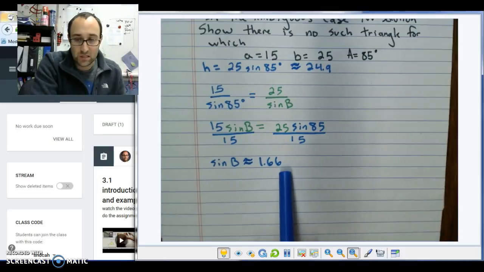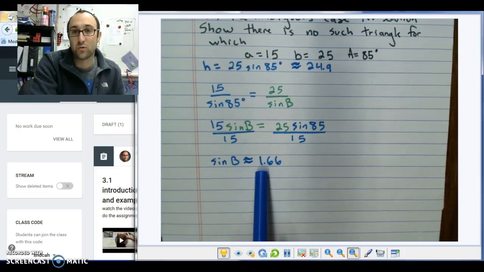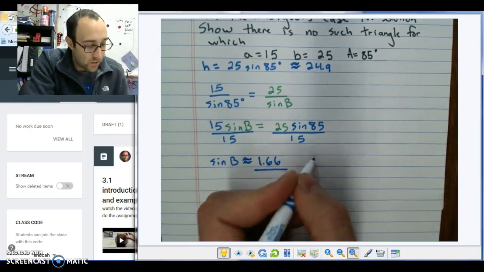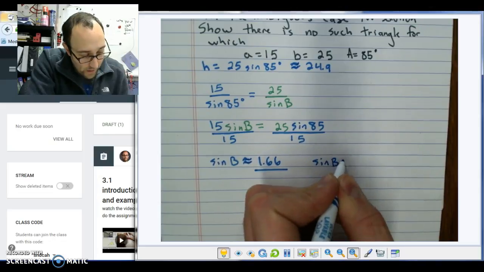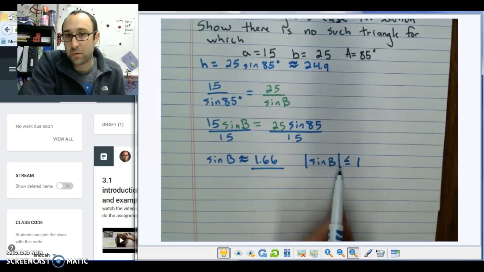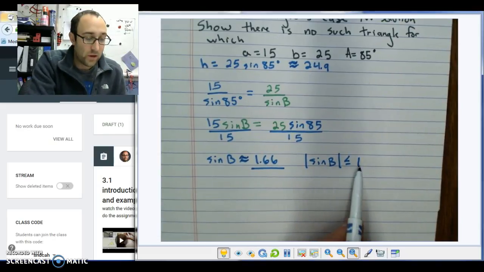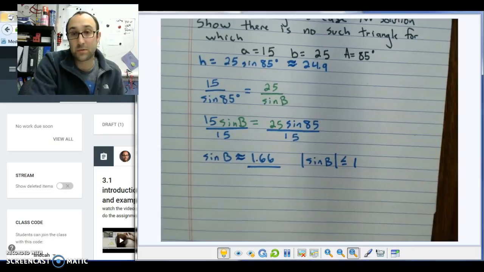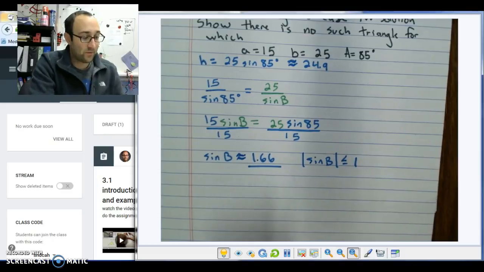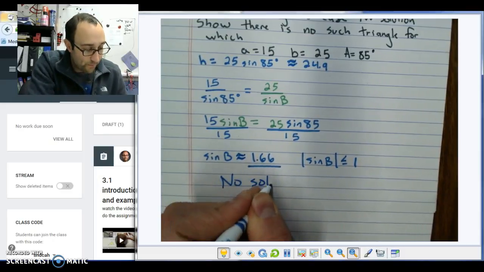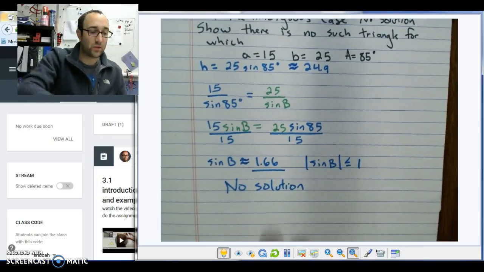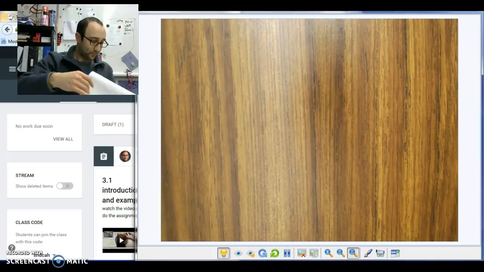So if we get 1.66, there is no angle that's going to get you out to larger than 1. That means right here we run into a problem, because the absolute value of sine B has to be less than or equal to 1. Absolute value because it could be positive or negative, right? We can get to negative 1. So it's got to be between negative 1 and positive 1. So we're out of luck. That's why we have no solution. It just doesn't make a triangle. Alright, so there is the case for no solution.